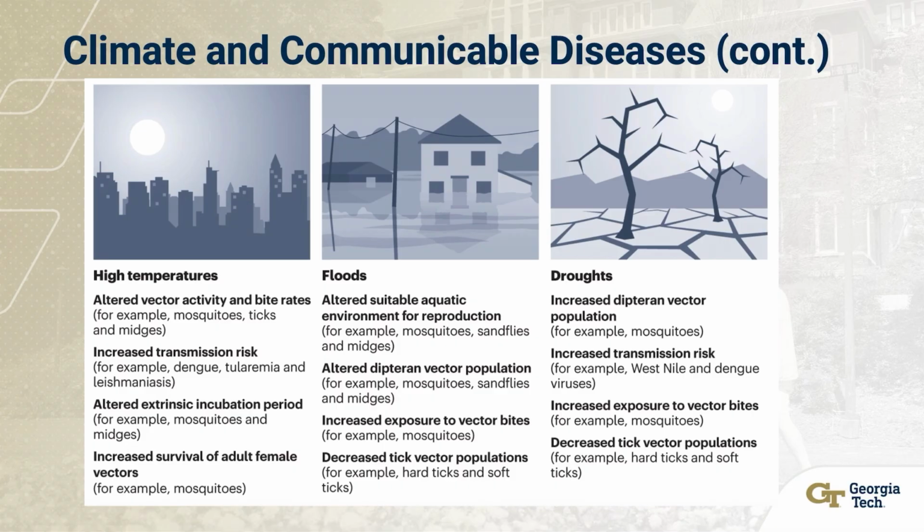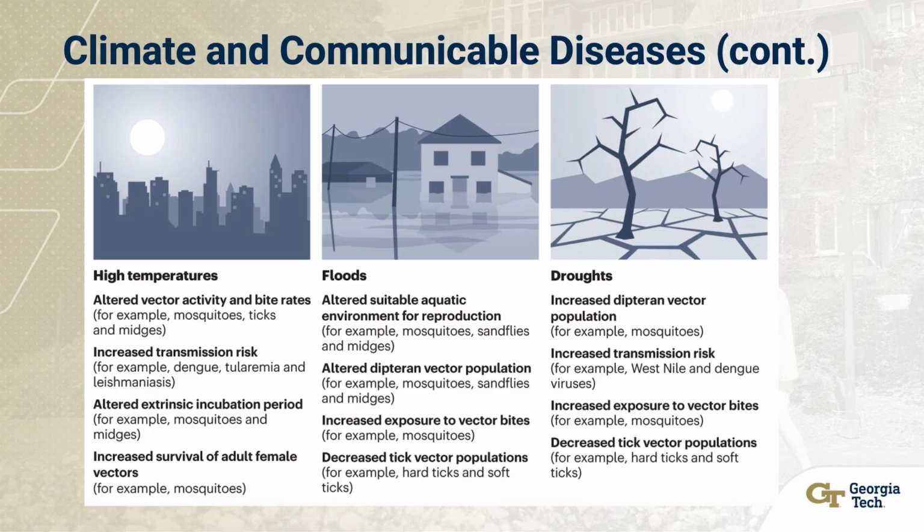Climate and communicable diseases, continued. All of these things impact different areas. I don't want to go through this entire table, but ultimately, high temperatures can increase transmission risk of multiple types of diseases. It can change the incubation period. It can increase the survival of adult female vectors, so it can basically extend the lifespan of the insects that are spreading these diseases.